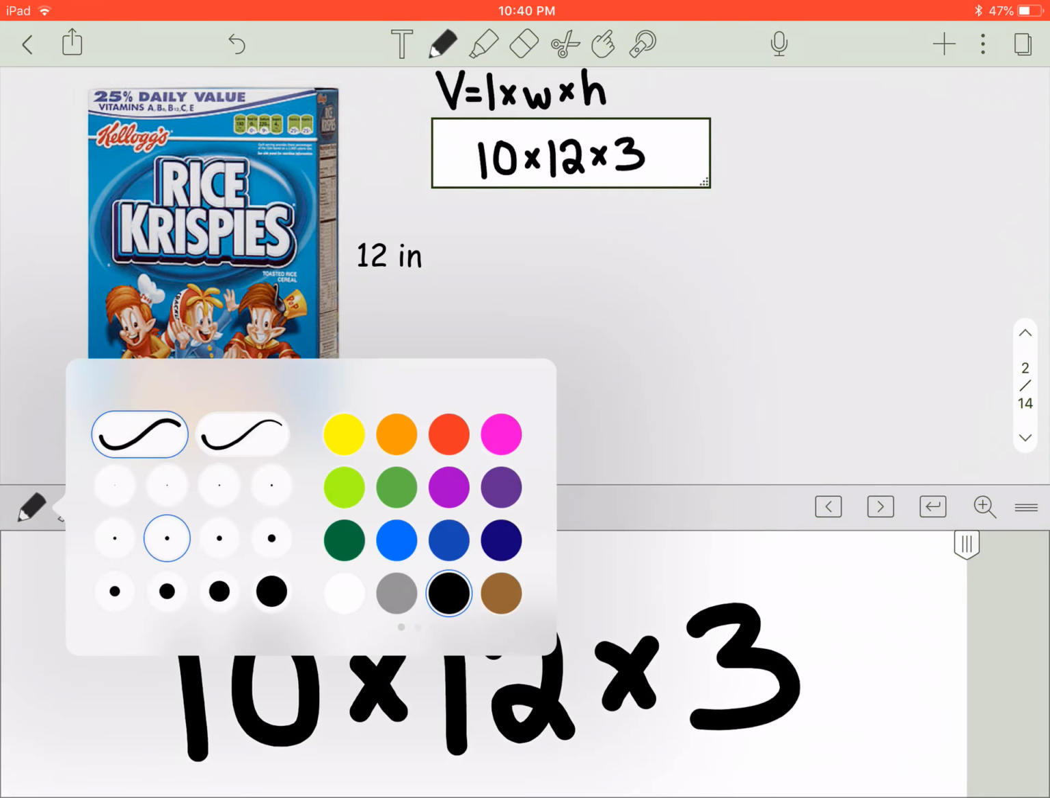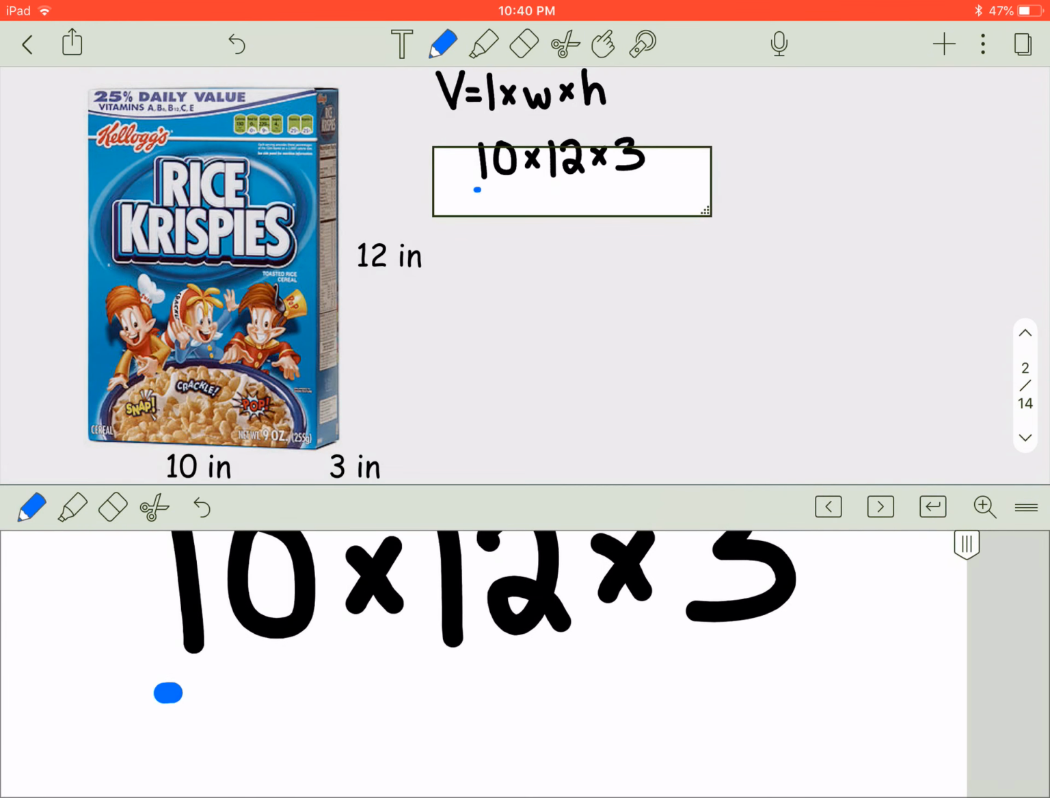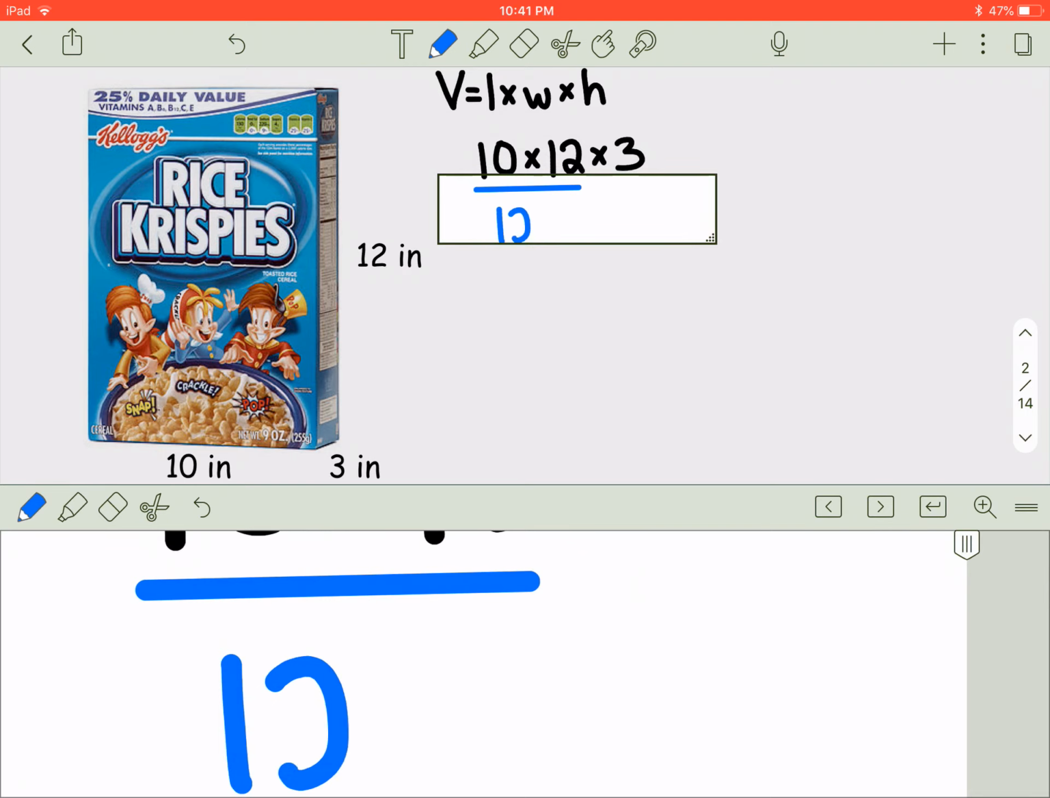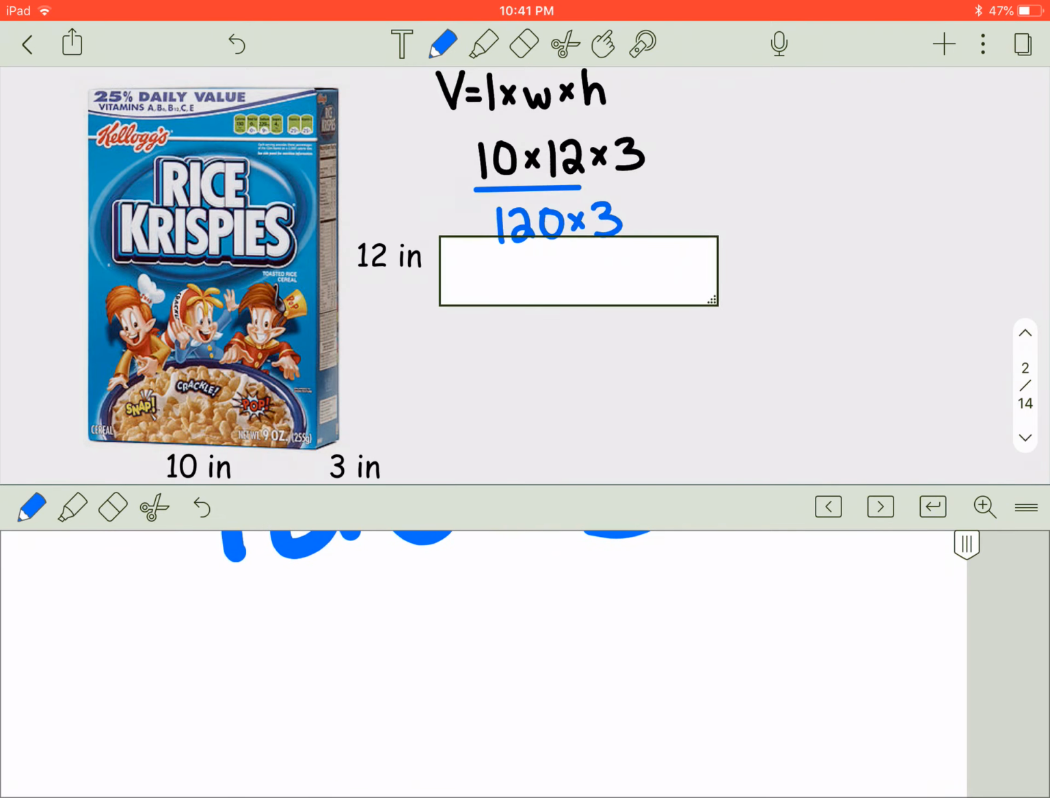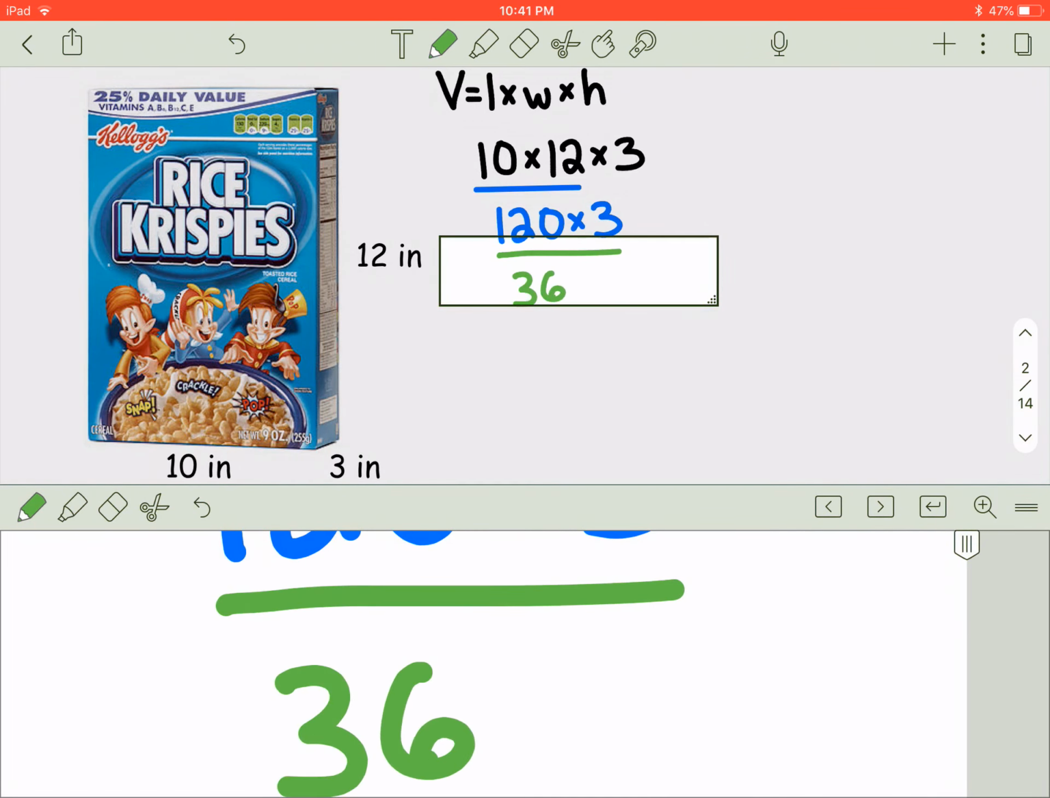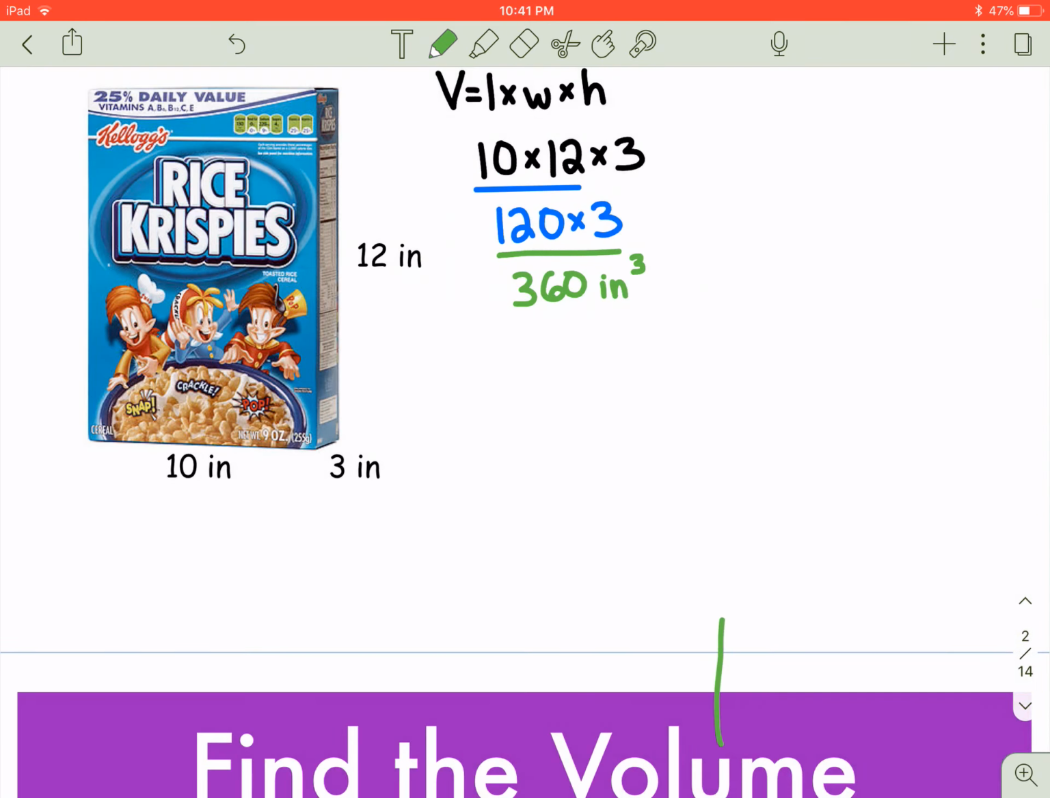And if I just go across from left to right, 10 times 12 would be 120. And 120 times 3 would be 360 inches, because that's what it's labeled as, and because this is a three-dimensional object, and we're finding the volume of it, it is 360 inches cubed. Once again, I'm just multiplying the numbers together.